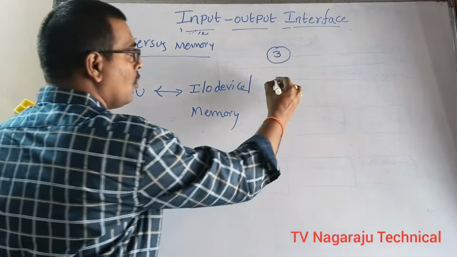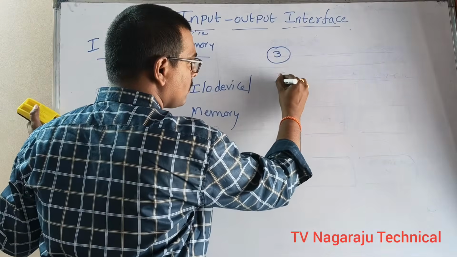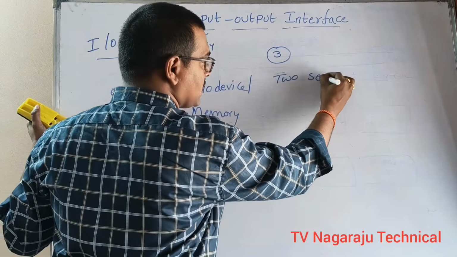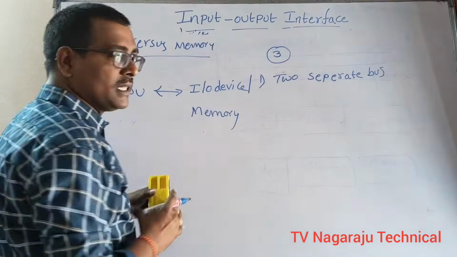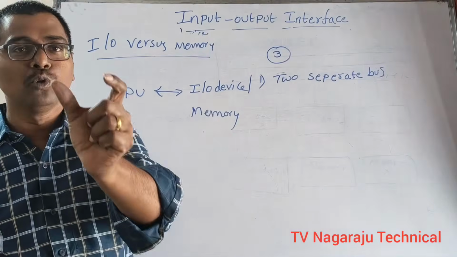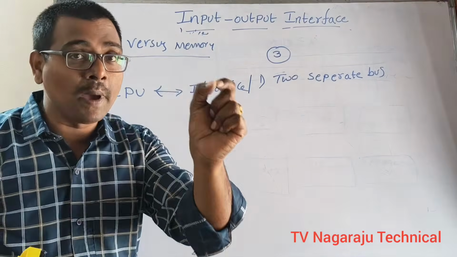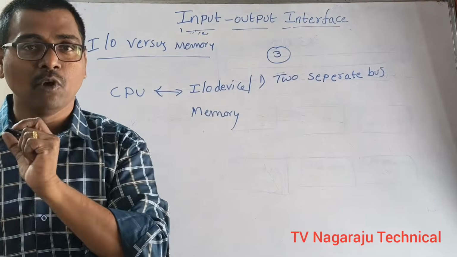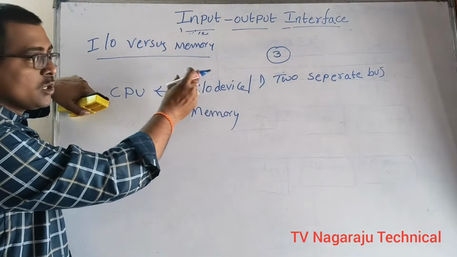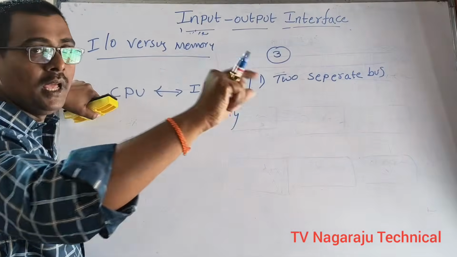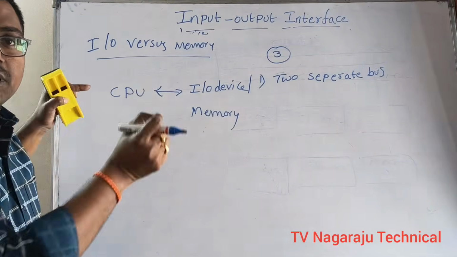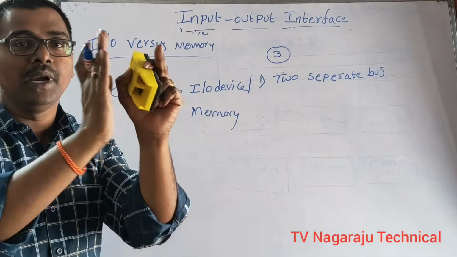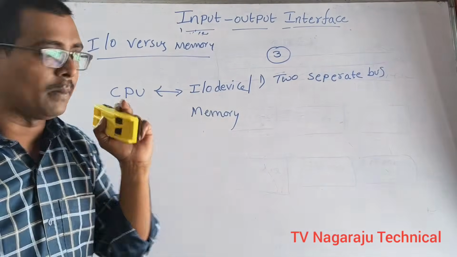Simple thing: use two separate buses. That is, in the system create two separate buses. One is a memory bus, another one is an IO bus. If the CPU wants to communicate with the IO device, it simply uses the IO bus. If the CPU wants to communicate with the memory, it simply uses the memory bus. Simply distinguish between IO bus and memory bus.